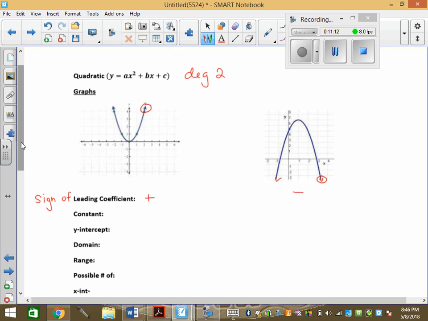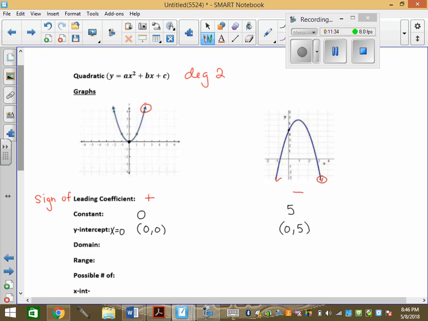The constant is the y-intercept, once again, still the same. The constant here is 0, so the y-intercept is at (0, 0). Y-intercept means x equals 0, right? So you're always going to have that 0 in front. This one, the constant is 5, and my y-intercept is (0, 5).